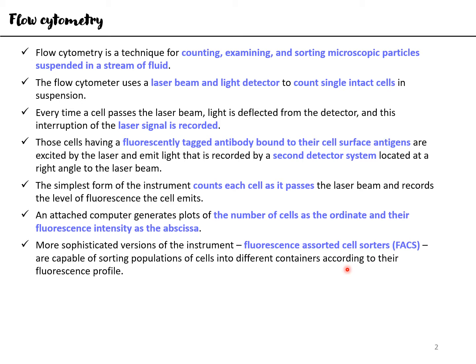Now, a more sophisticated version of this instrument is a fluorescence activated cell sorter, or FACS, which is not only capable of counting the number of cells, but also capable of sorting the population of cells into different containers according to their fluorescent profile. So it is an advancement of this simple flow cytometry, where not only are you counting the number of cells, but you're also sorting them on the basis of the level of fluorescence.